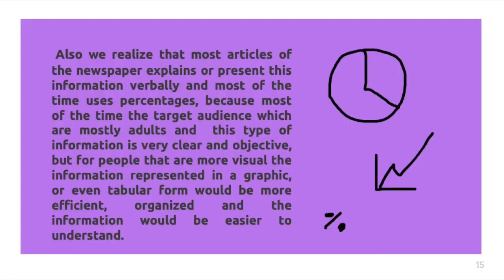Also, we realized that most of the articles of the newspaper explain or present this information verbally, and most of the time use percentages, because most of the time the target audience are adults, and this type of information is very clear and objective. But for people that are more visual, the information represented in a graphic or even in a tabular form will be more efficient, organized, and easier to understand.